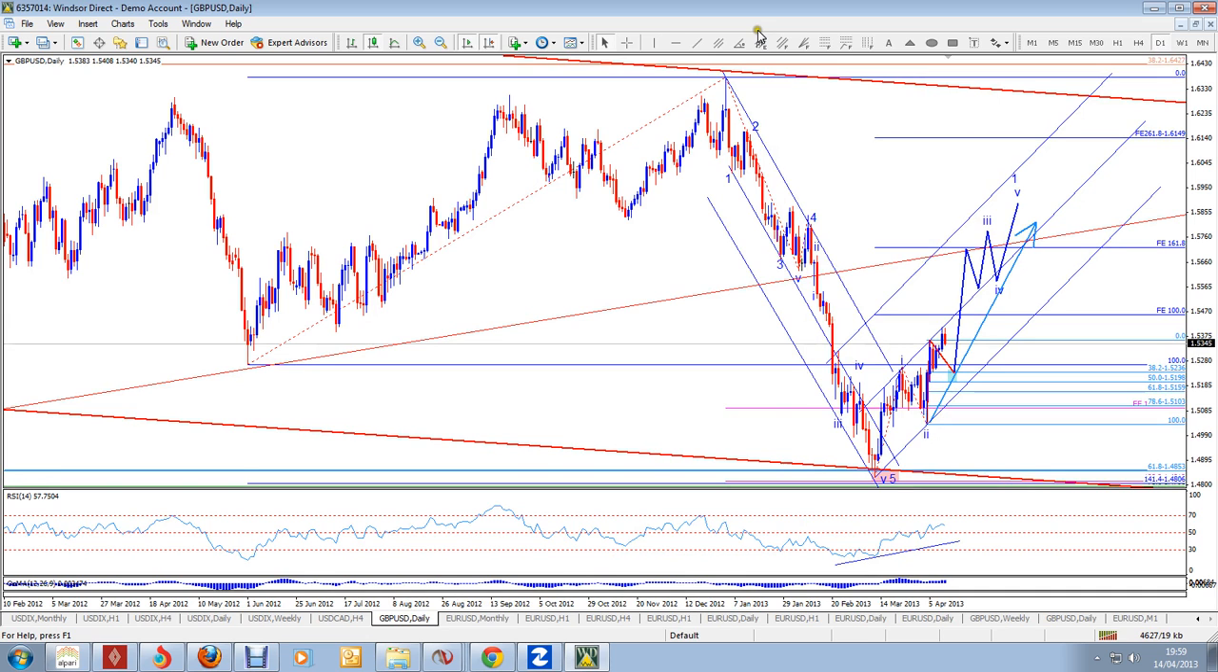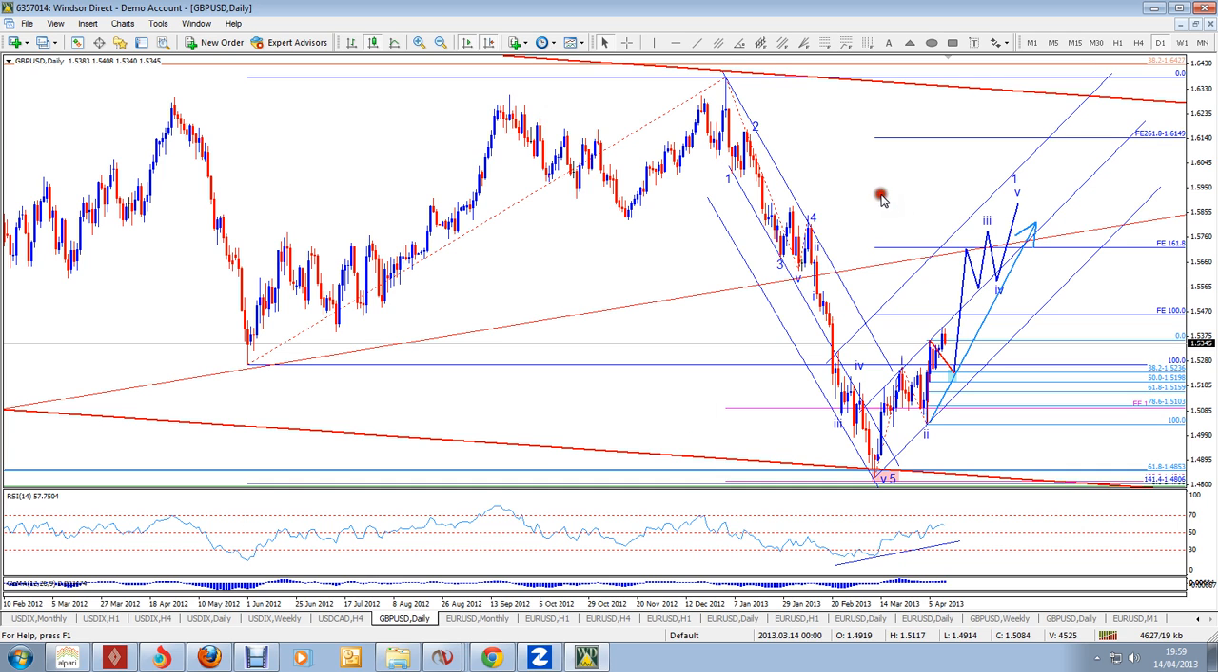For example, if you get long here, we're expecting an intermediate run to somewhere in this sort of area, 157, 158, but maybe much higher. So we'll be able to then walk that and probably add positions as we go along.